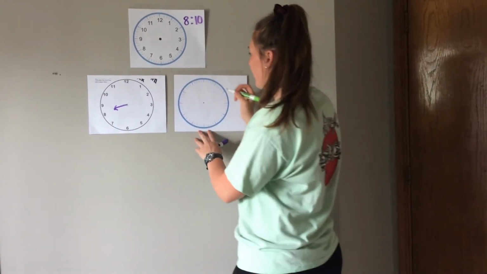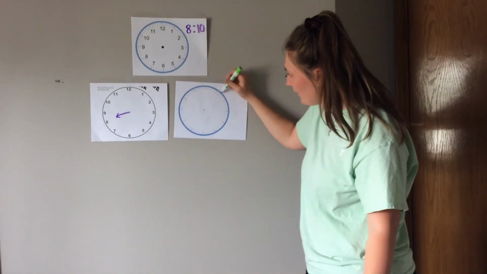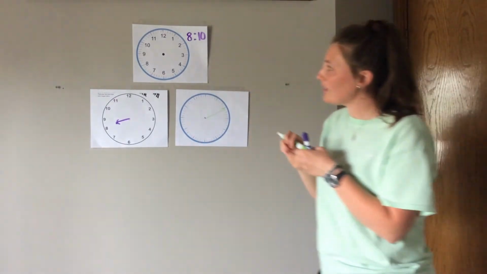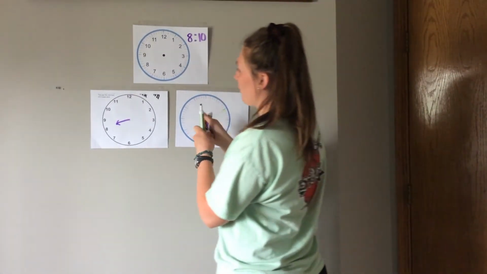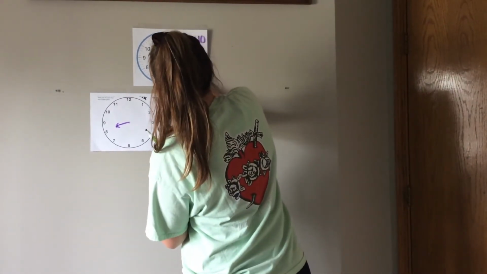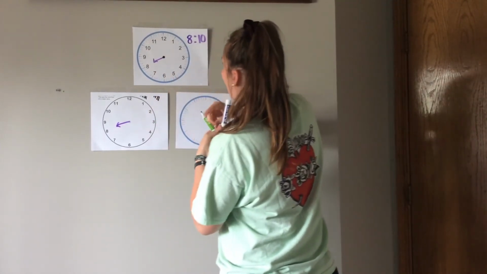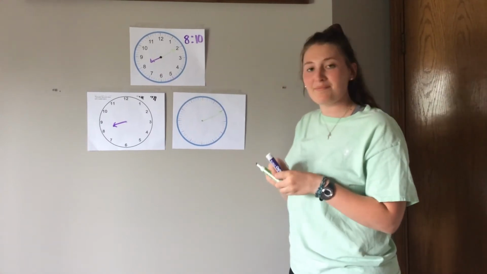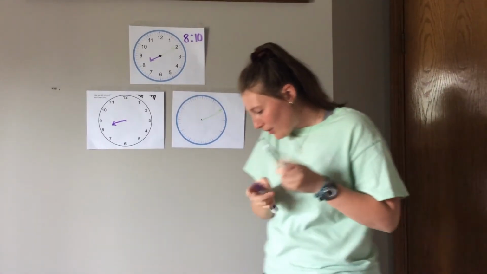Yep, it is going to be, yep, great job. So we counted 5, 10. That was easy peasy. Okay, now let's combine it, and we will say it is 8:10. That almost looks like a straight line, doesn't it? Awesome.